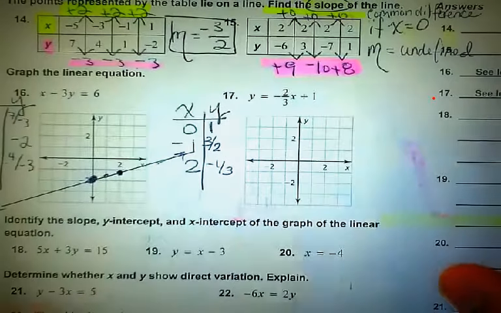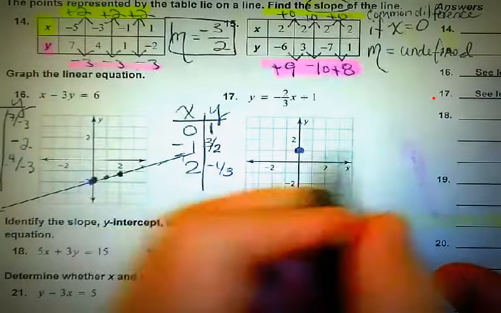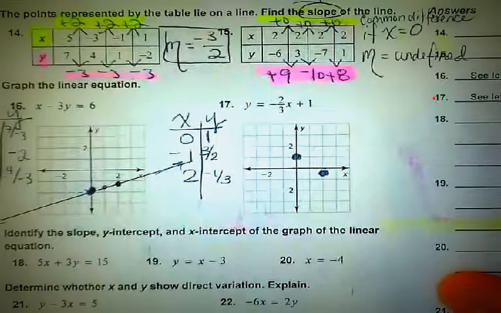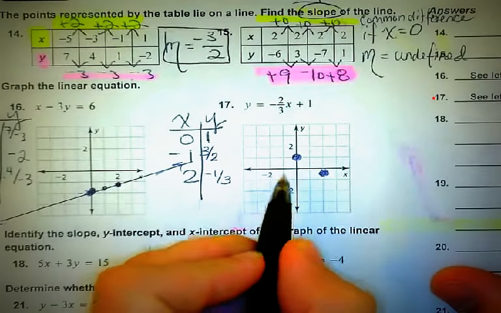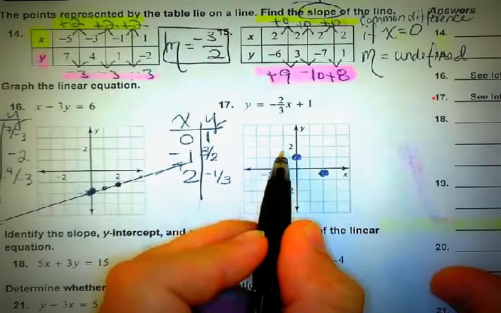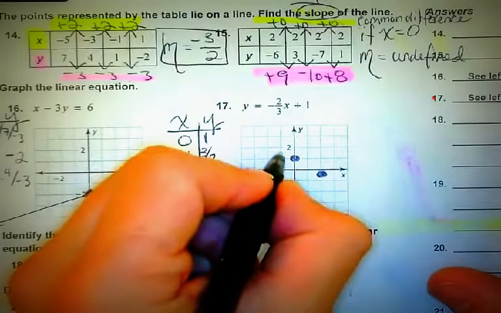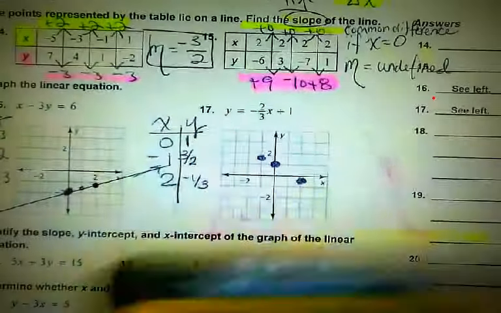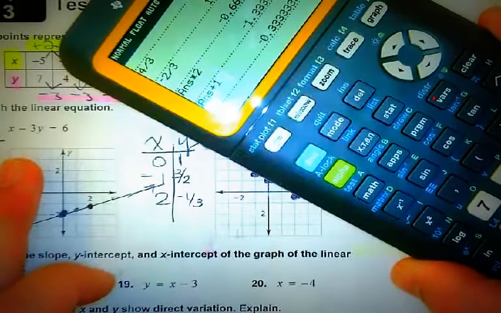All right, so let's do our points. We have 0, 1. So 0 is the x value, 1 is the y value. Now let's go over to 2. At 2, we have -1/3, which is about right here. And then 1.5 is going to be where x is -1. About right. Great. So now that we've got all of our points on the graph, we can put down our calculator and connect the dots.